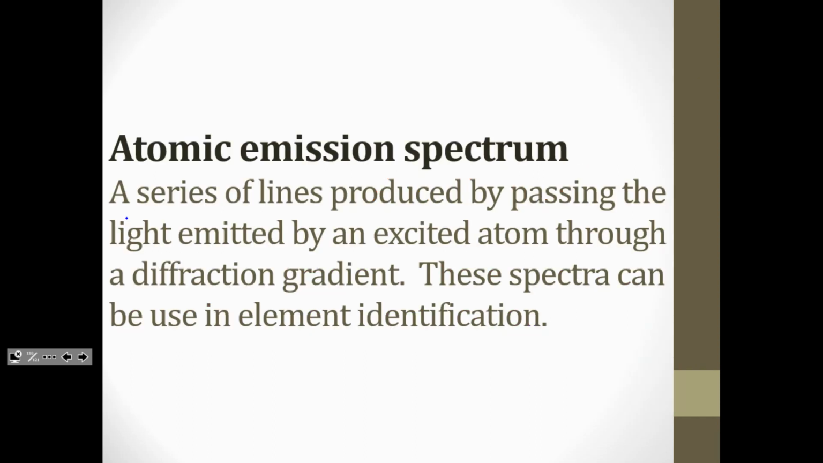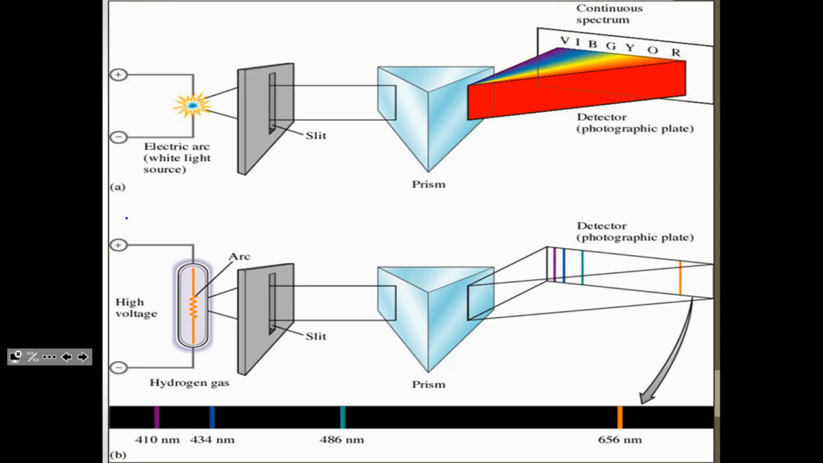Atomic emission spectra are series of lines produced by passing light through a diffraction grating, which splits the light into all the colors of the rainbow. These spectra can be used in what we call element identification. This is how we identify what elements are in stars in outer space.